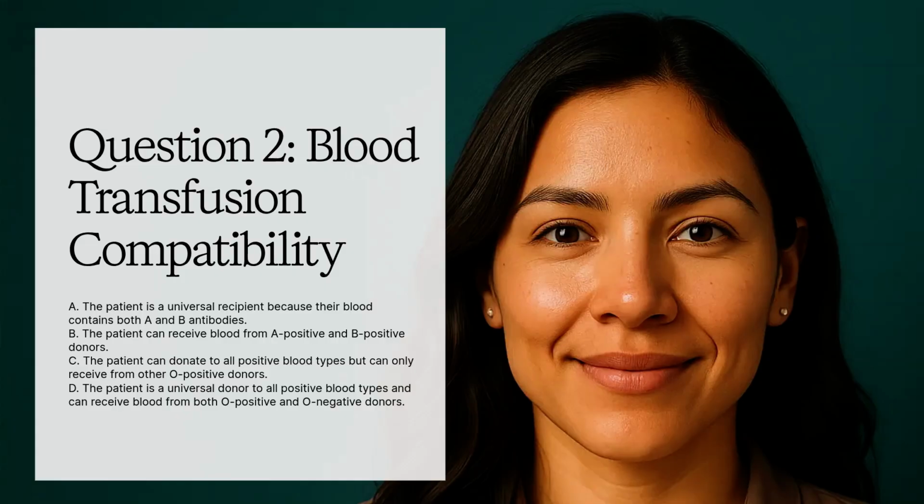Question 2. A patient with type O positive blood is in need of a transfusion. Based on the principles of blood typing, which statement is most accurate regarding this patient's ability to donate and receive blood? A. The patient is a universal recipient because their blood contains both A and B antibodies. B. The patient can receive blood from A positive and B positive donors. C. The patient can donate to all positive blood types but can only receive from other O positive donors. D. The patient is a universal donor to all positive blood types and can receive blood from both O positive and O negative donors.